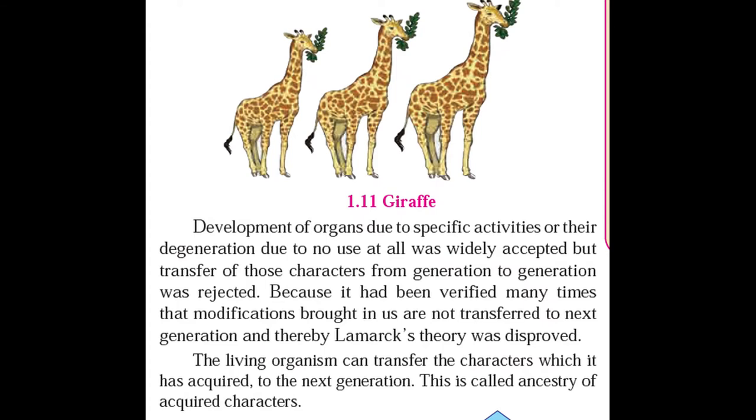Development of organs due to specific activities or their degeneration due to no use at all was widely accepted, but transfer of those characters from one generation to the next was rejected. Because it had been verified many times that modifications brought in us are not transferred to the next generation, Lamarck's theory was disproved. The living organisms can transfer the characters which it has acquired to the next generation. This is called inheritance of acquired characters.